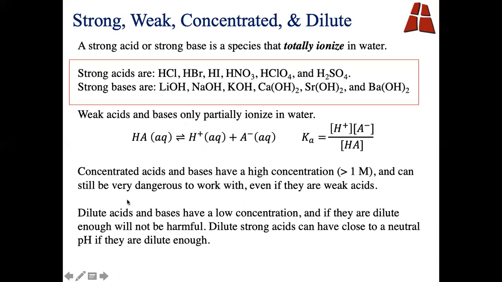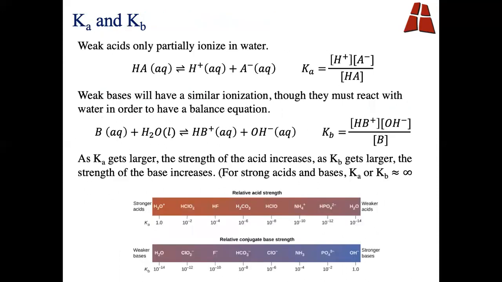Reminder again, make sure you memorize what's a strong acid, what's a strong base. Everything that is not those will only partially ionize to be a weak acid or a weak base. Within solution then, we can calculate the Ka or the Kb of a system by taking our products over our reactants for the dissociation of an acid or the ionization, I should say, of a base.